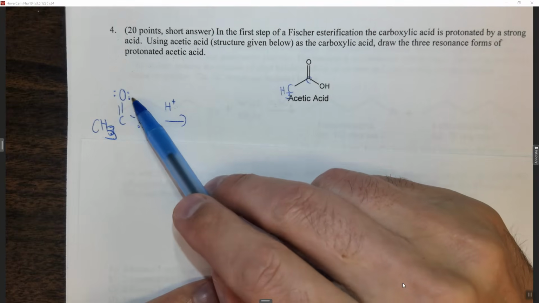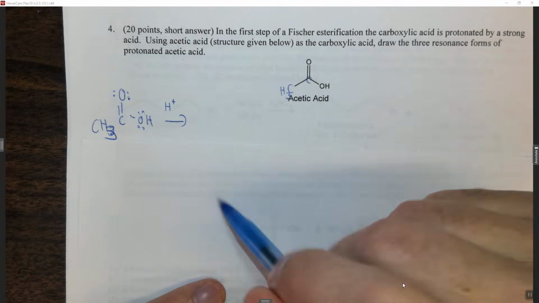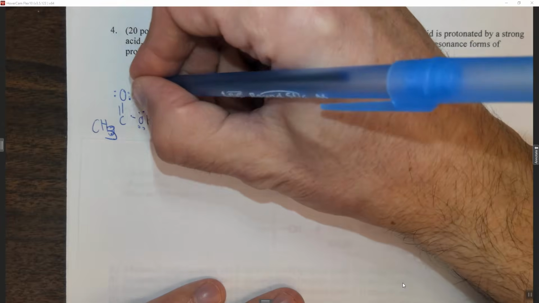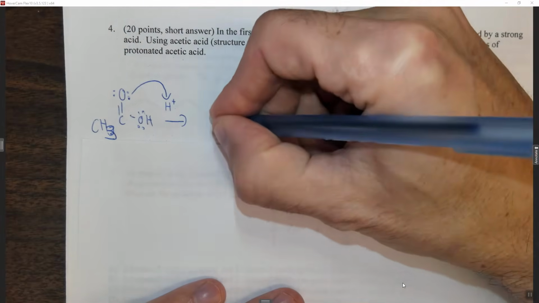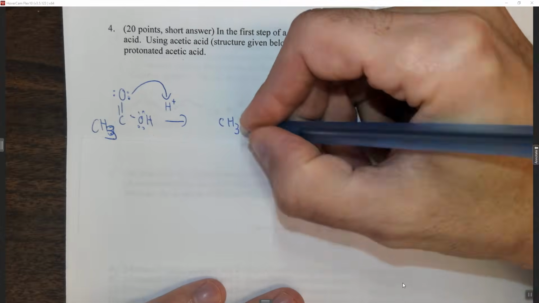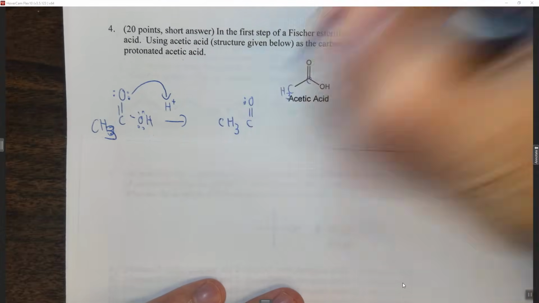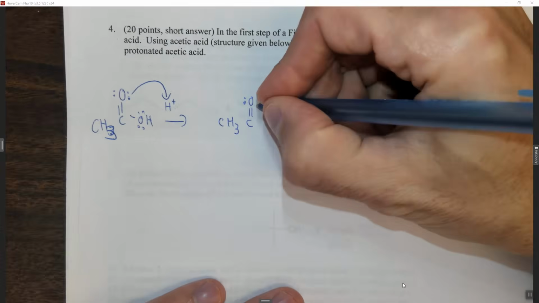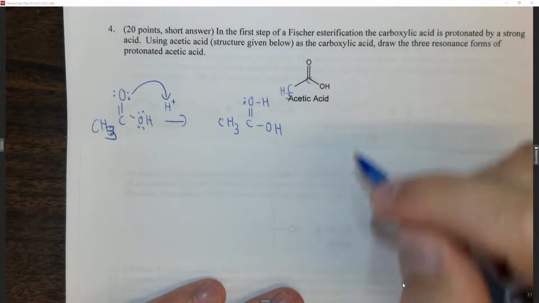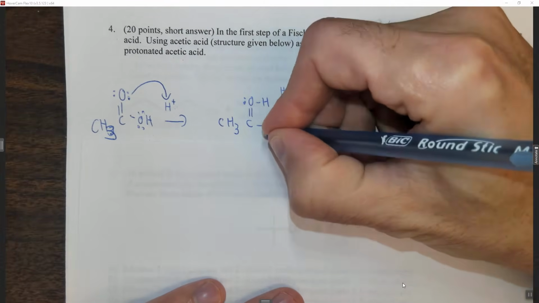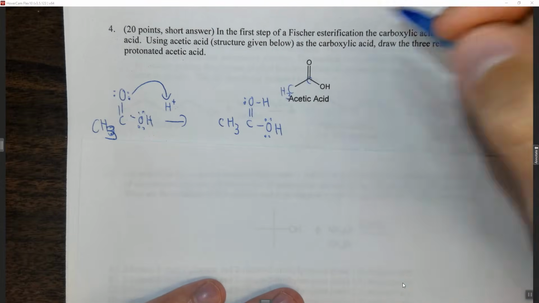is going to be the nucleophile. It's the most nucleophilic thing in this molecule. So this oxygen is going to go ahead and grab that proton. And what we end up with is a CH3 bonded to a C, double bonded to an O, now with 1 lone pair, not 2, and an H. And this other OH is still going along for the ride, and I am going to explicitly write its lone pairs because they will be involved in the next part of the reaction.